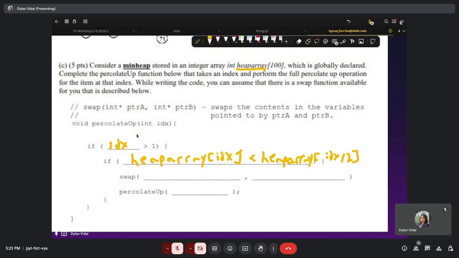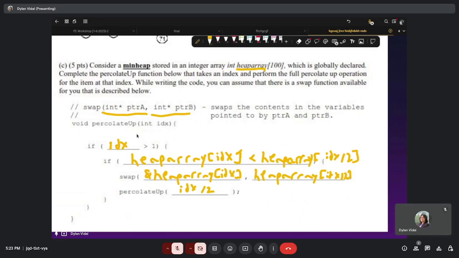So we would go ahead and grab the address of, see, the swap function takes in pointers, so we can't just put in heap array at some place. We have to do heap array at index, and then heap array at index divided by 2. Oh, it's recursive. I didn't see that. And this swaps them, and then we percolate up at index divided by 2, because that's our new index. Any questions there?